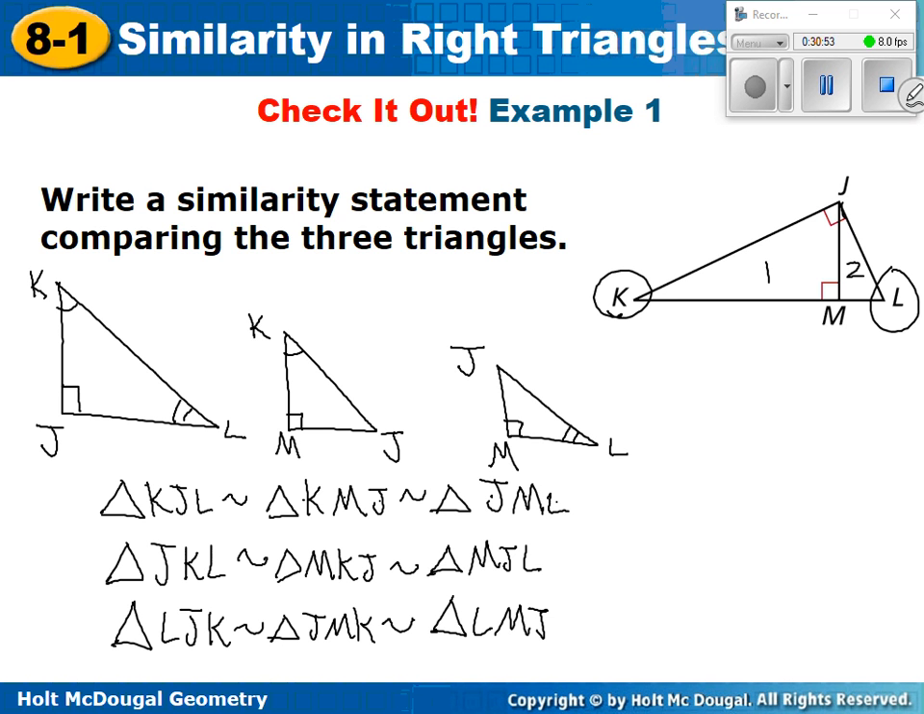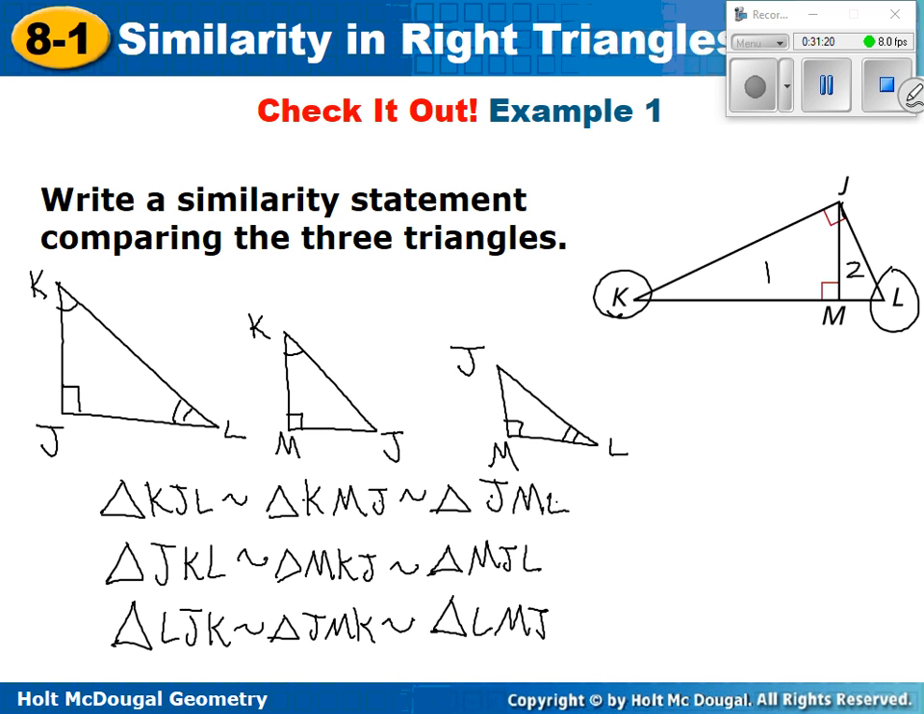So why are we writing the similarity statement? What's the whole purpose in writing the similarity statement? It goes back to last chapter. If you had a similarity statement, then you could compare corresponding sides. And what did we learn last chapter about similar triangles and their corresponding sides? Not congruent, proportional.